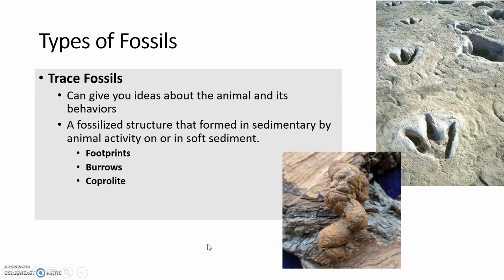Then you have a trace fossil. A trace fossil gives you an idea about what an animal's behavior patterns might have been. It also gives you an idea of the fact that they were there, but it doesn't actually give you a true fossil. So it's a fossilized structure that forms in sedimentary rock by the imprint or the indentation that the animal was there.